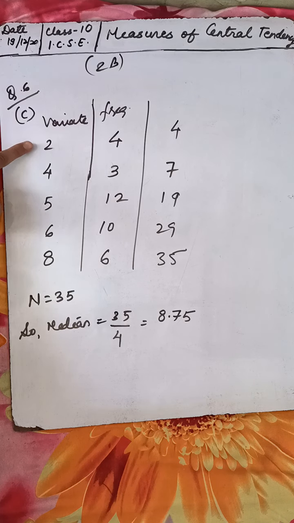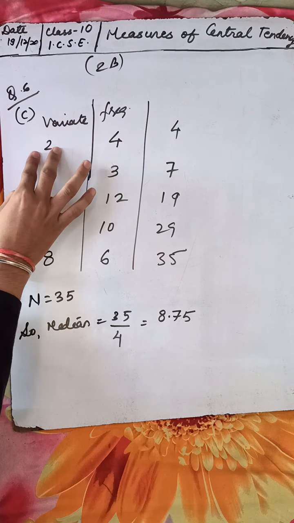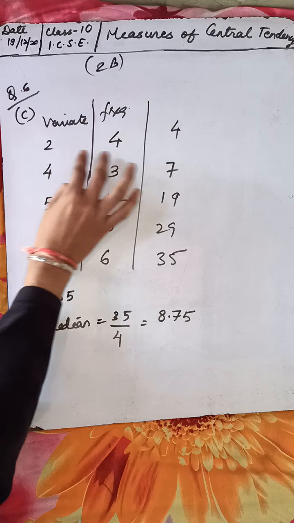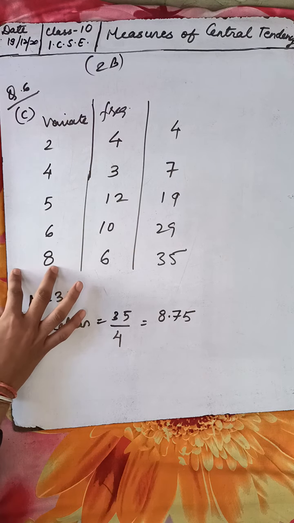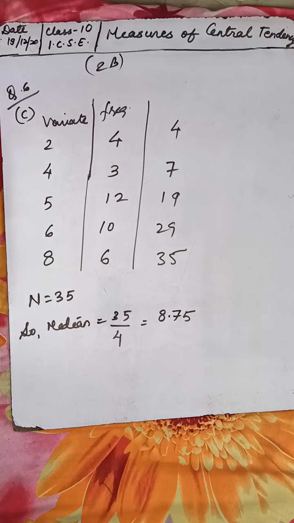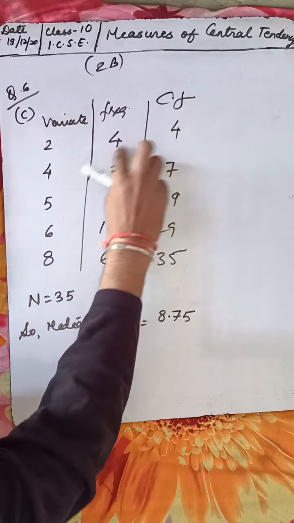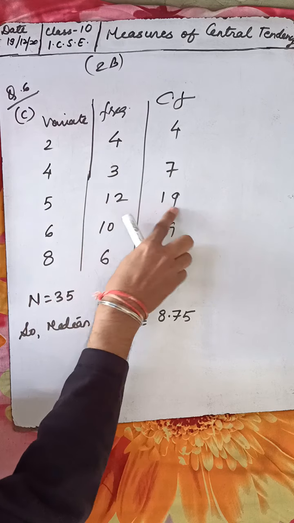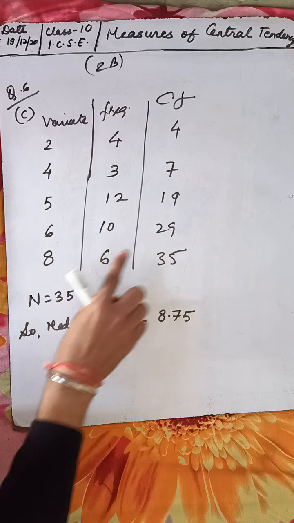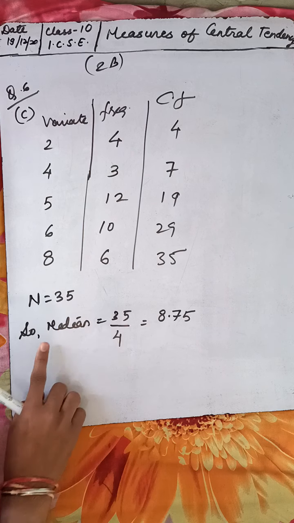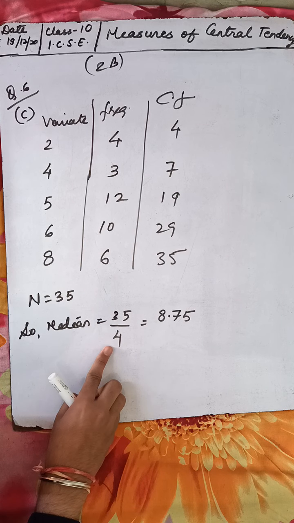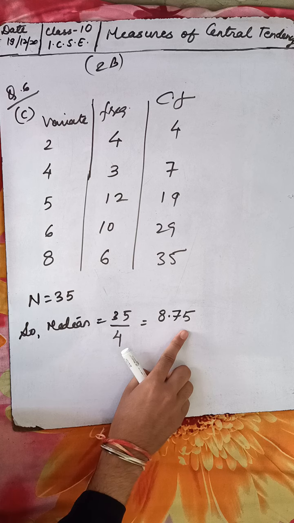First we arrange our variate in the ascending order, so 2, 4, 5, 6, 8, and whatever the frequency is there for this, we have to arrange that frequency also in that particular order. Then this column is called the cumulative frequency column. So 4, 4 plus 3, 7 plus 12, 19 plus 10, 29 plus 6, 35. So our n is 35. Median will be 35 by 4, which is 8.75.